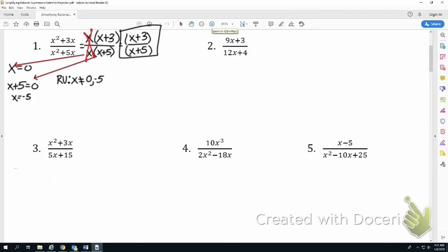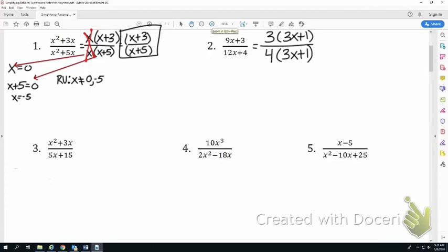Alright, so looking at 2. We already did 9x plus 3. We already factored that in the warm-up. Okay, so that one's easy. All I got to do is pull a 3 out of that. In the denominator, what is my greatest common factor there? So after that, I need to find my restricted values.